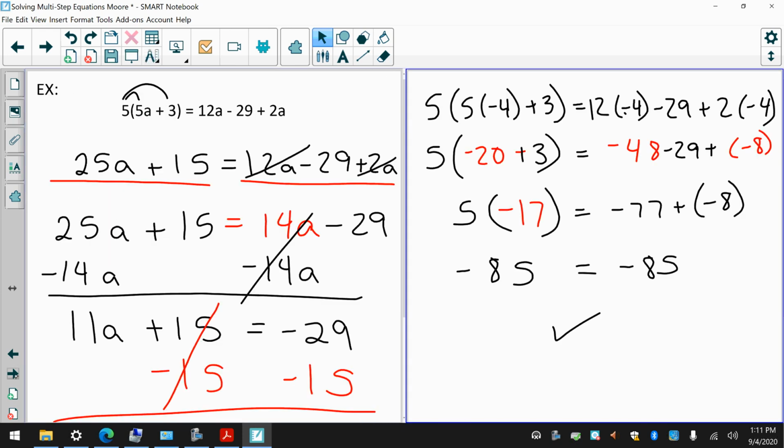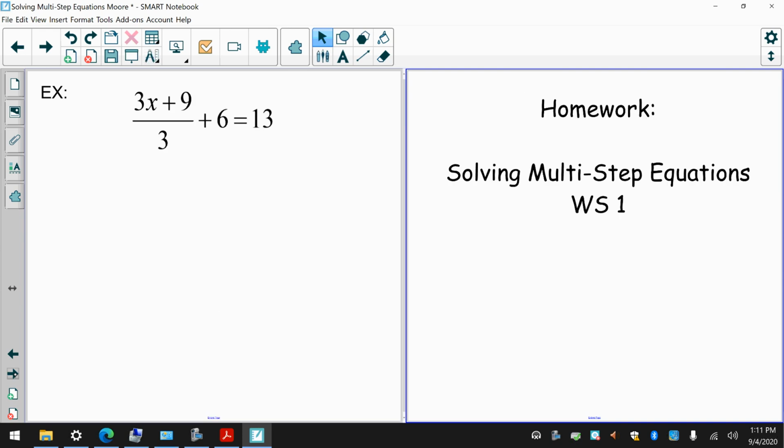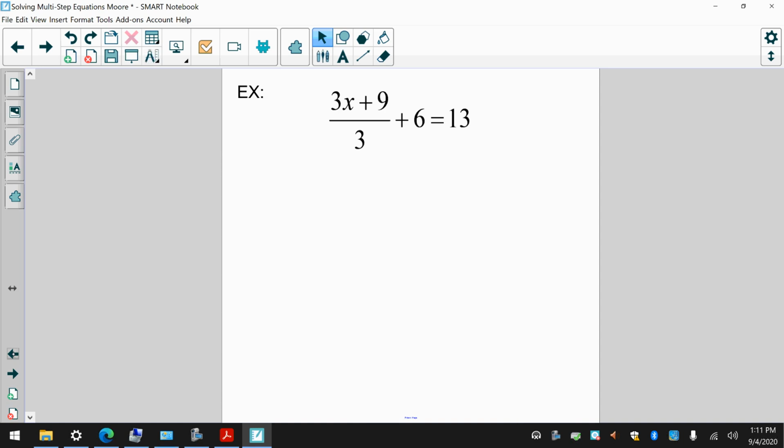Let's do another problem. Okay, so for this one, I'm going to go ahead and get rid of all the parentheses. Now you might not see them at first, but there are parentheses here. So I do want to go ahead and get rid of the parentheses. If you remember, there are parentheses right here.